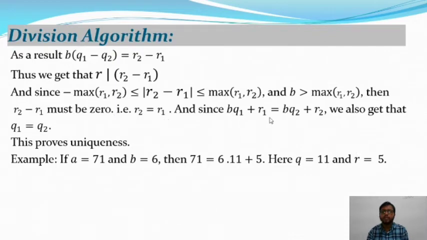And since bq1 plus r1 is equal to bq2 plus r2, where r1 and r2 are equal, from this we get q1 is equal to q2. This proves the uniqueness, that is, q and r both are unique, where q is the quotient and r is the remainder for the division algorithm. If we take a equal to 71 and b equal to 6, then from the division algorithm it can be written as 71 is equal to 6 into 11 plus 5, where q is the quotient, equal to 11, and r is the remainder, equal to 5.